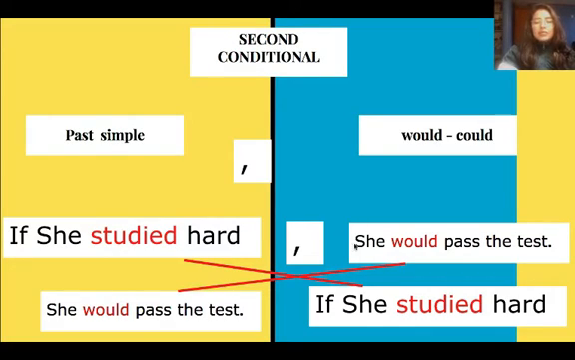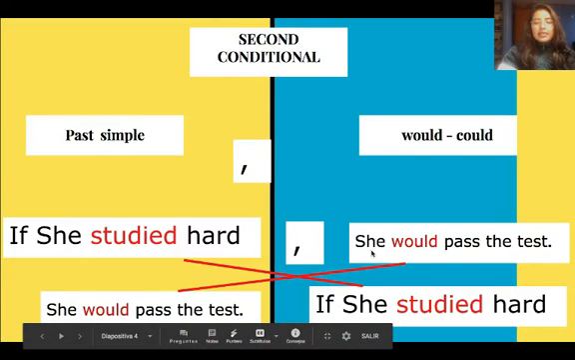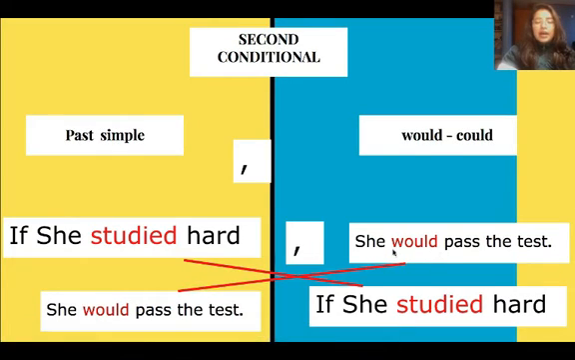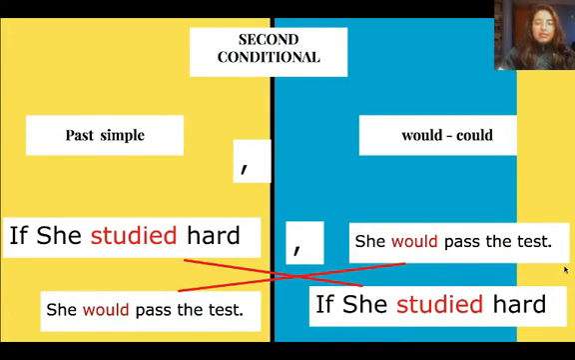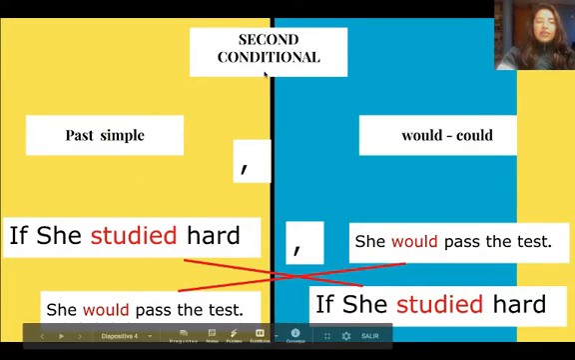And then you have to write the sentence with would. And when we use would, the modal, the verb is in the base form. Let's analyze this example. If she studied hard, comma, she would pass the test. This sentence is using the second conditional. Okay? The next, look at this.